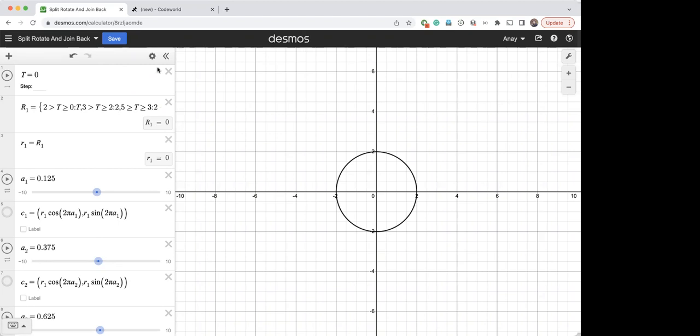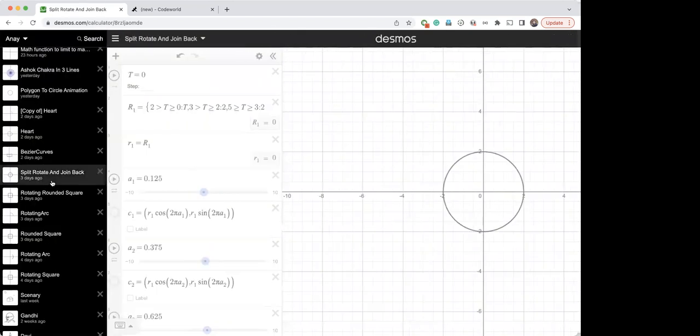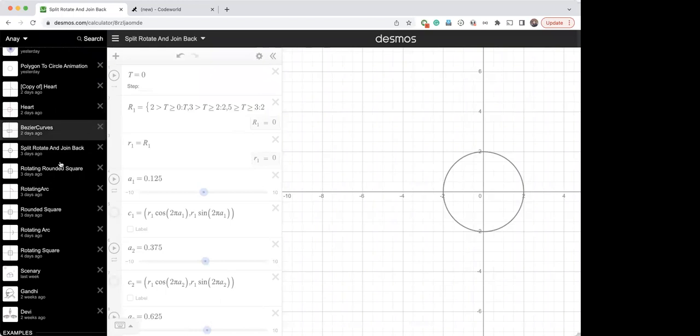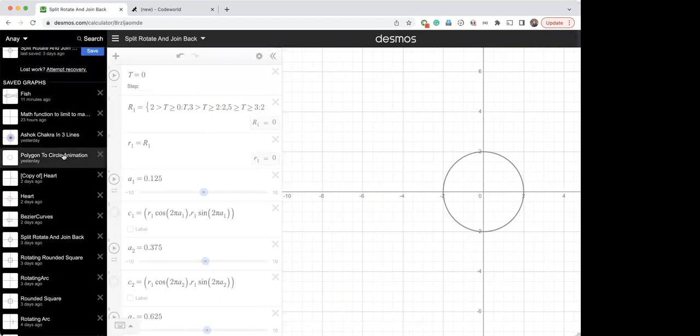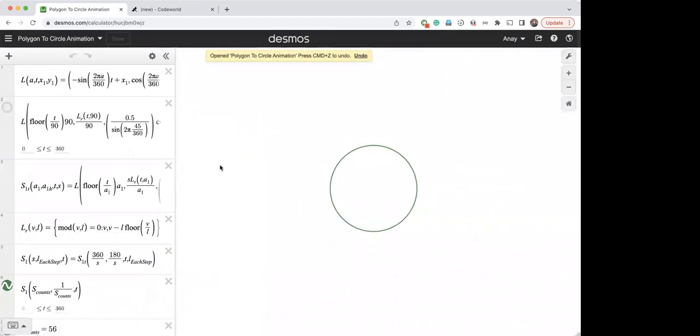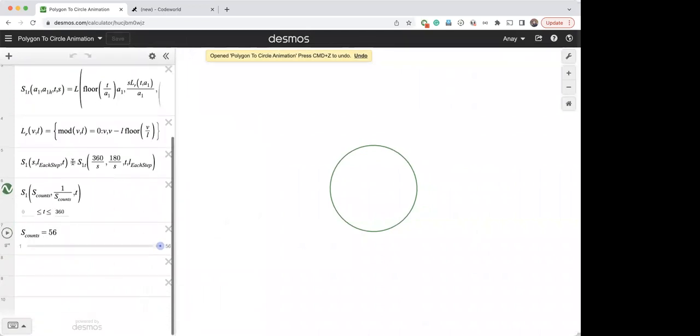Does that make sense? Yes, sir. Similar one, where polygon to circle. This is also quite similar.